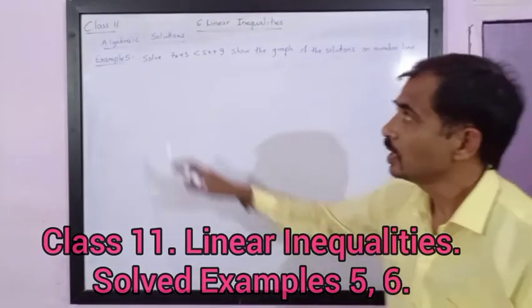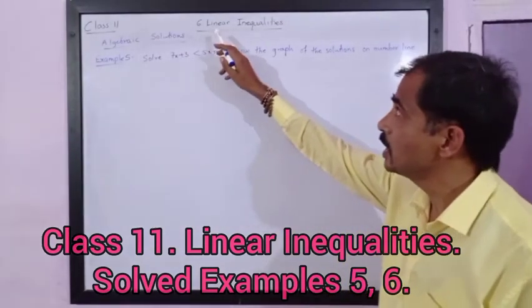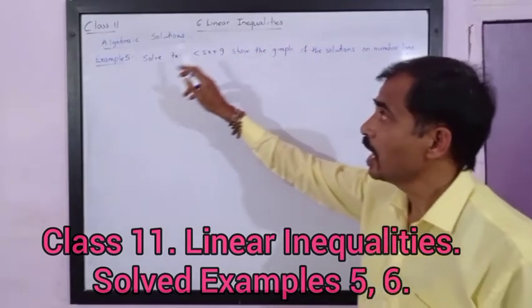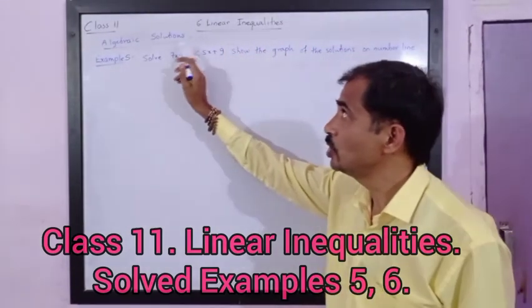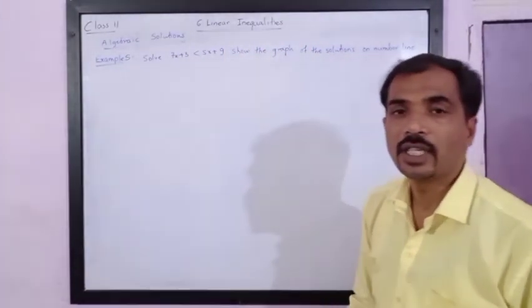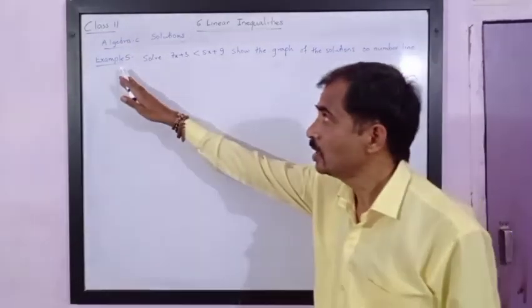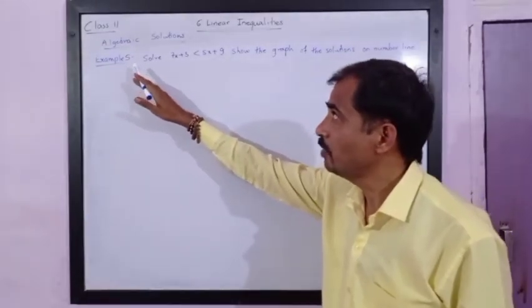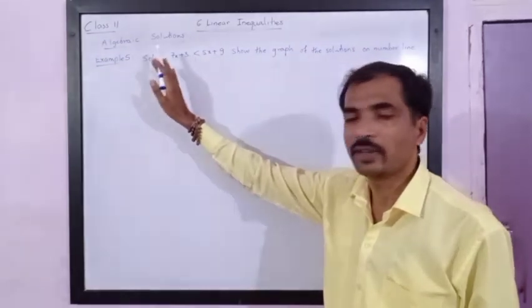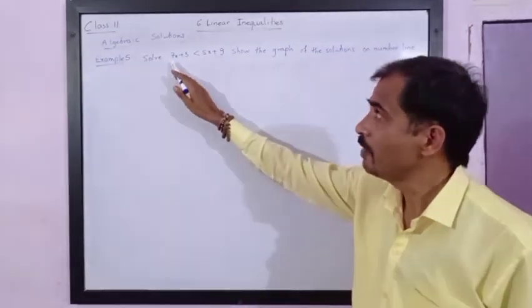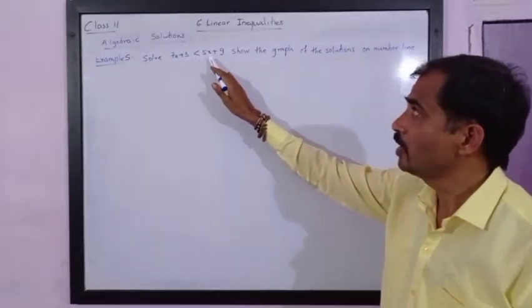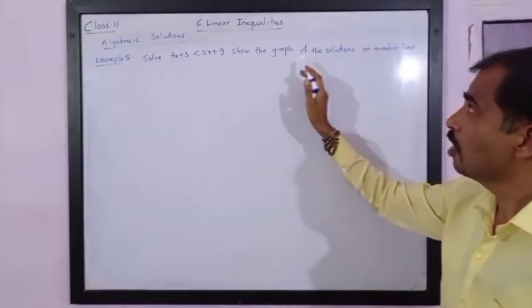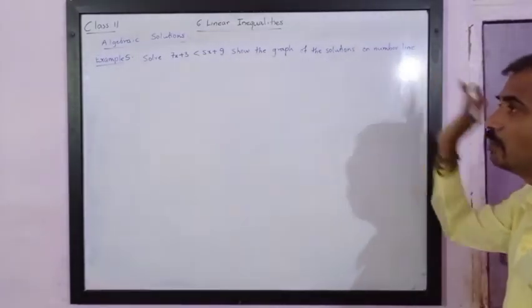Dear friends, in class 11 we are studying the 6th lesson, linear inequalities, and we are trying to get the algebraic solutions of some of the inequalities. Now the next example is example number 5. This is a solved example in the textbook. We are trying to understand this. Solve 7x plus 3 is less than 5x plus 9. Show the graph of the solutions on number line.